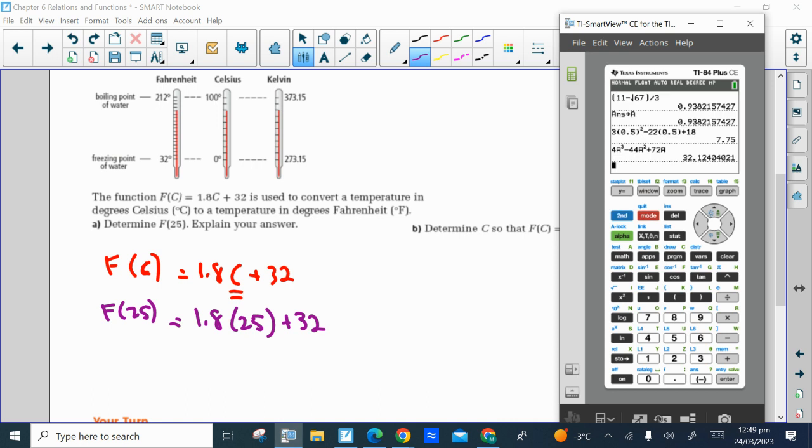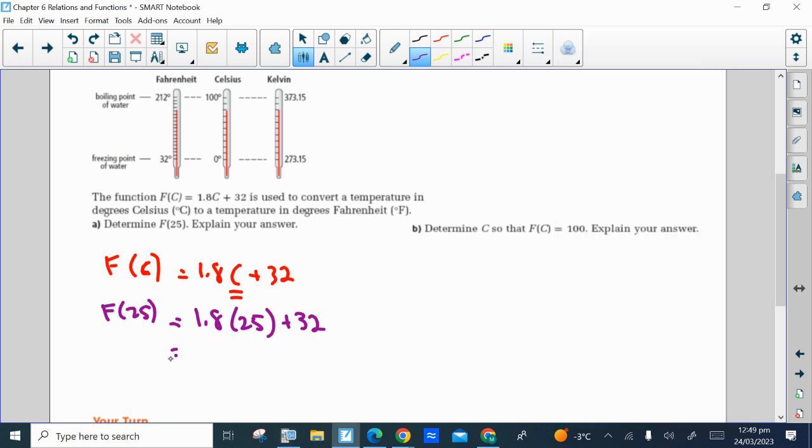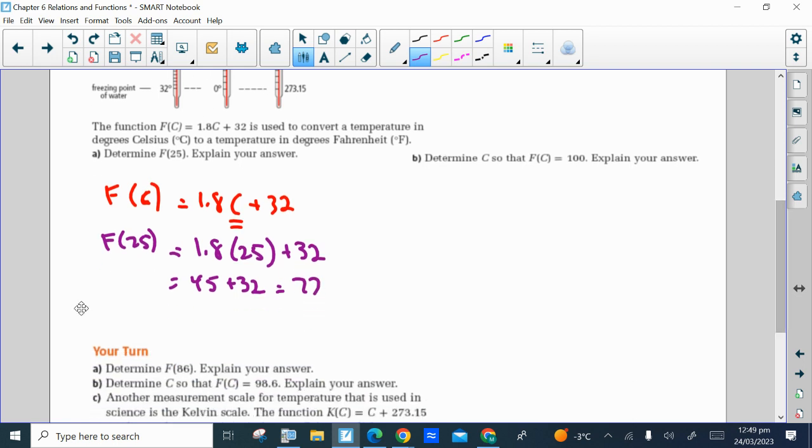Order of operations tells you do the multiplying before you do the adding. So 1.8 times 25 is 45, plus 32 is 77. And what does that mean? That means that 25 degrees Celsius is equal to 77 degrees Fahrenheit.